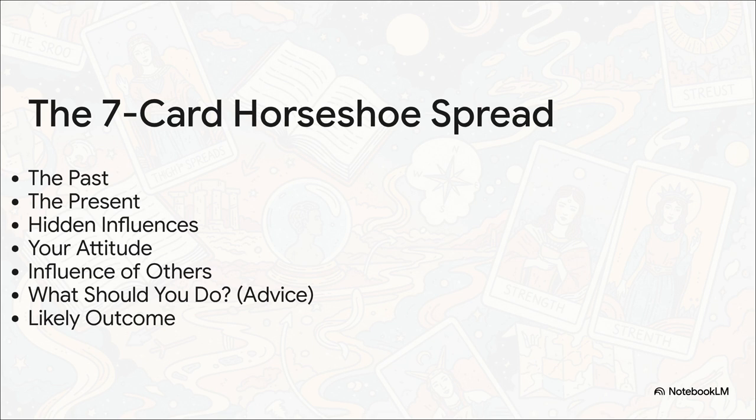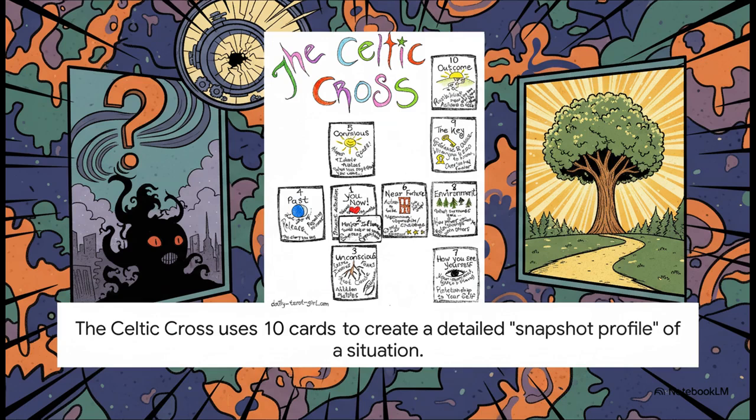So useful. And now for the most iconic spread of them all, the Celtic cross. This 10-card spread is famous for a reason. It creates an incredibly detailed map of where you are right now, covering your conscious thoughts, your subconscious fears, past influences, future potential, the whole shebang.